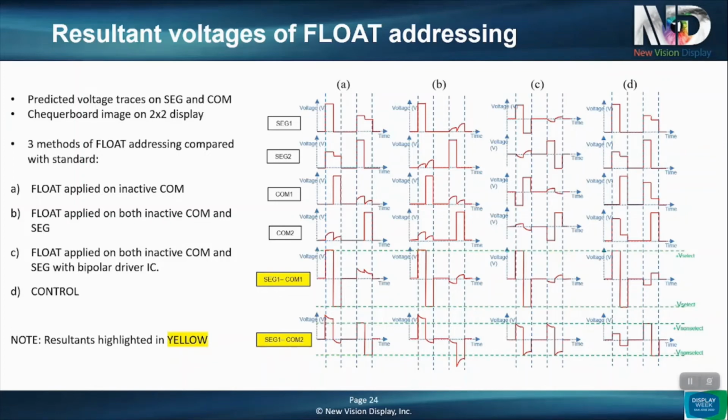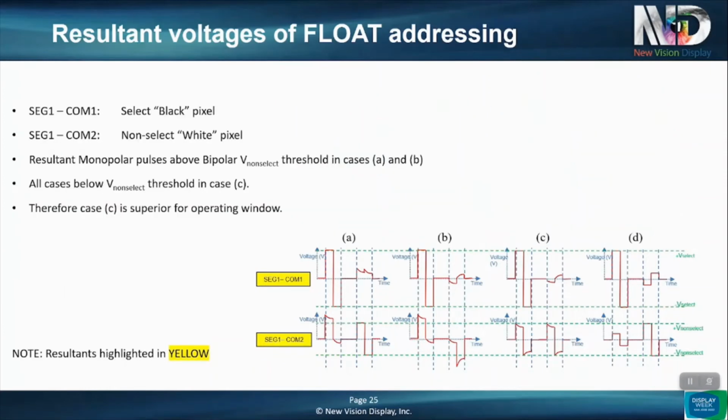We can apply the float to the com and the seg in this case, so we've got more of those float signals. And again, these are estimates because they're only derived from a 2x2 analysis of a bigger display. And then the third case was where we use a bipolar common seg driver, and now our float waveforms actually are bipolar themselves.